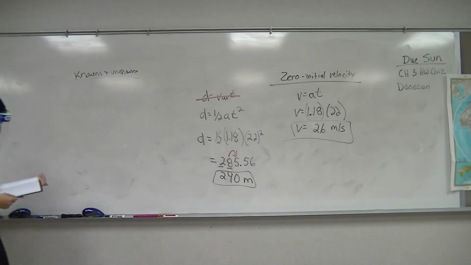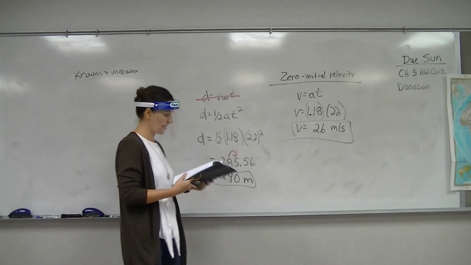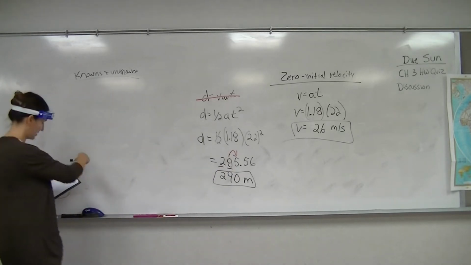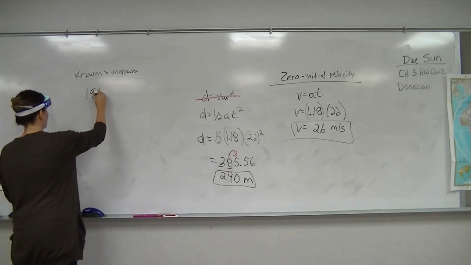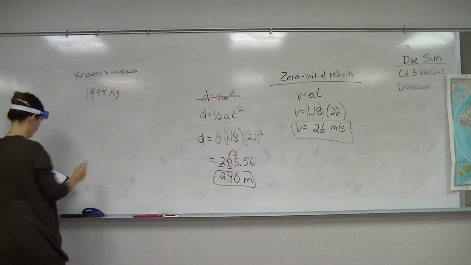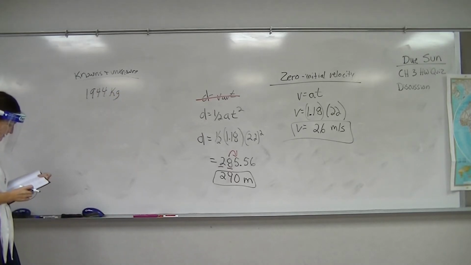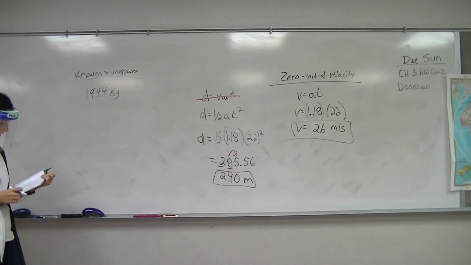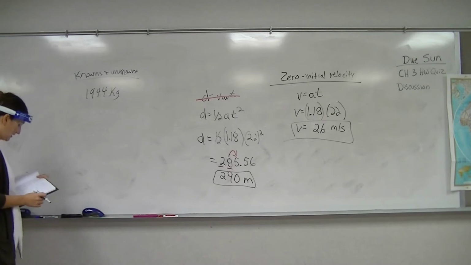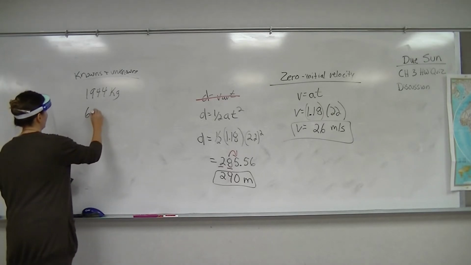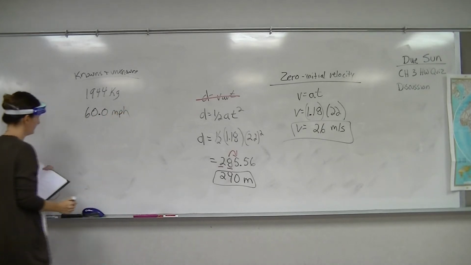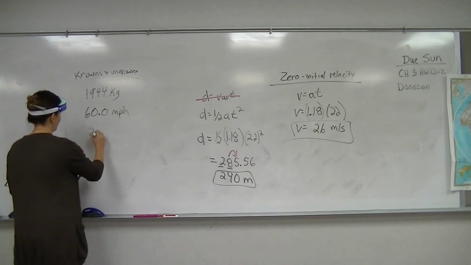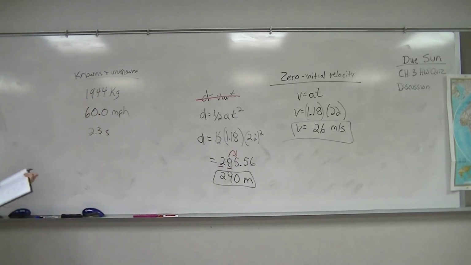All right. So moving on then to number 4, we have a Challenger, a type of vehicle. They tell us that the Challenger is 1944 kilograms. They say this car goes from 0 to 60 miles per hour in 2.3 seconds. So here's the information they gave me, the numbers.